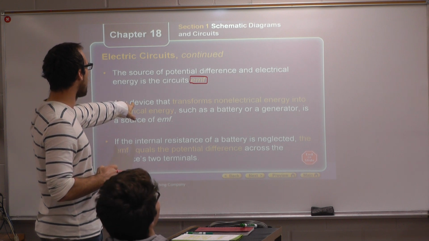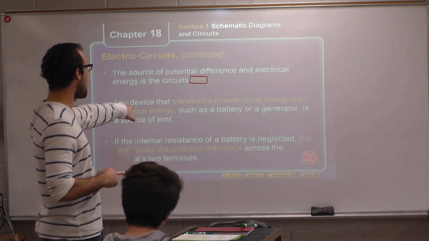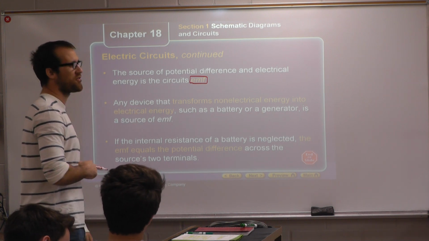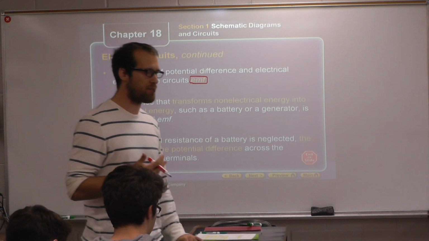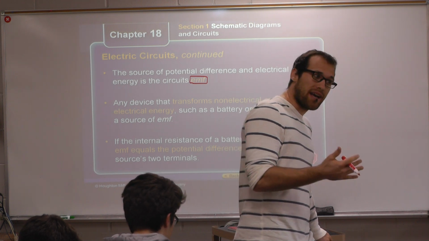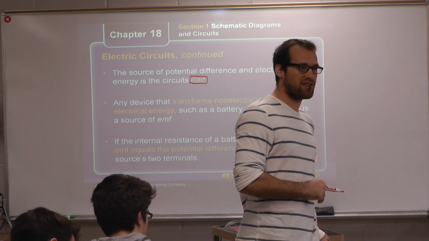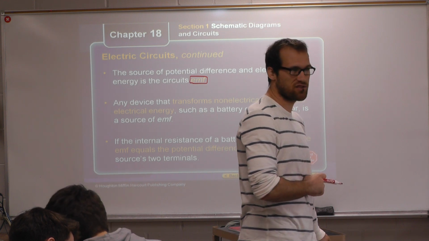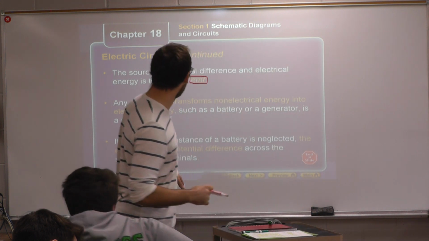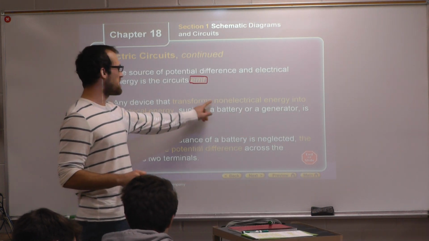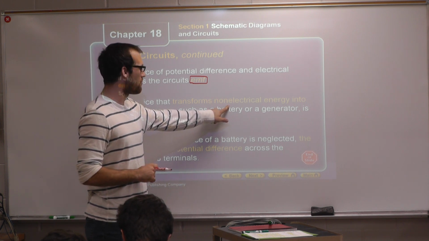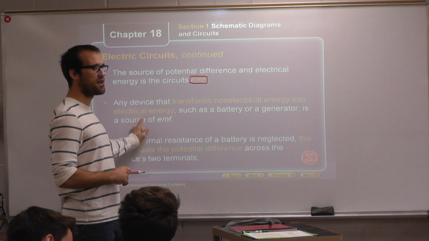Now, listen. Anything that transmits non-electrical energy into electrical energy is called an EMF source. So the reason why a battery can be called an EMF source is because of why? It's a charge pump. It converts what kind of energy into electrical energy? Chemical. Is that non-mechanical? Or non-electrical, excuse me. Yes. Okay? So a battery can be called an EMF source because it takes non-electrical energy, chemical energy, and converts it into electrical energy.